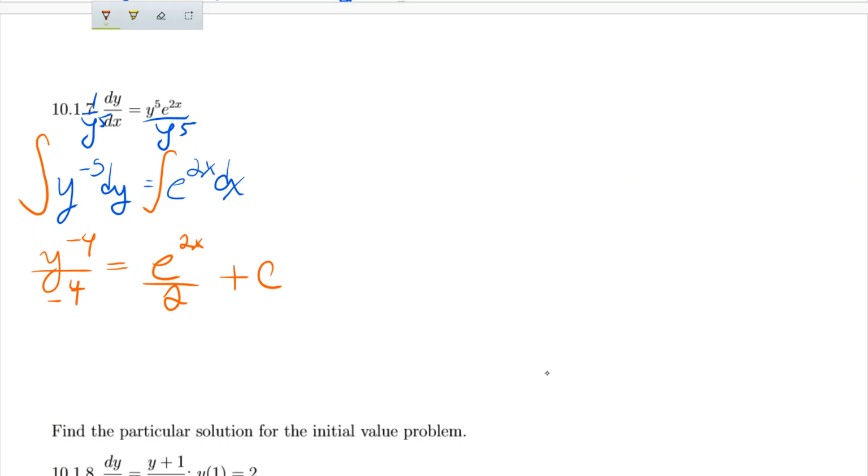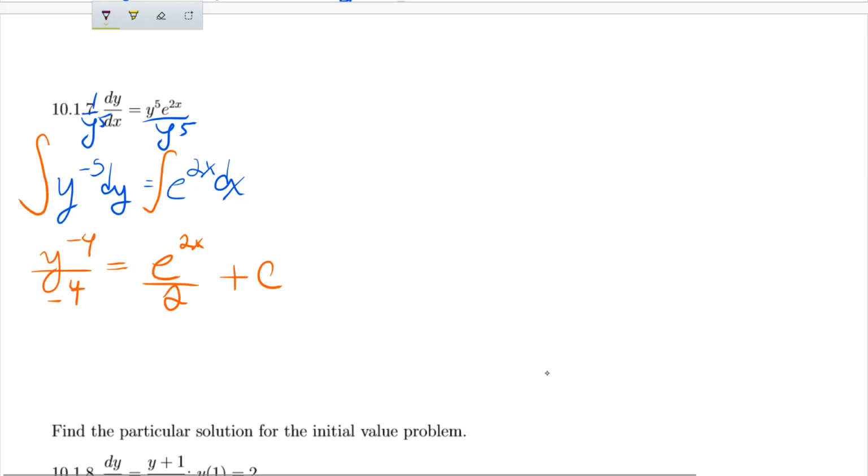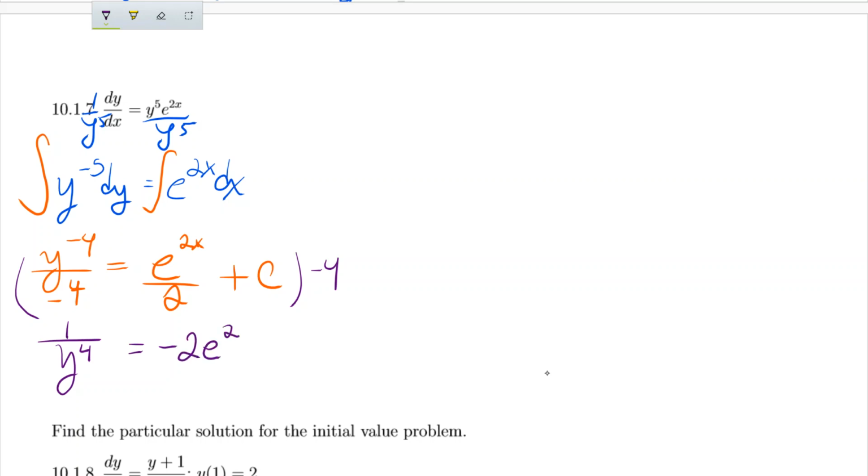Okay, let's do some solving. I want to get rid of that negative 4. Red's a bad choice. Purple. So I think I'm going to first multiply everybody by negative 4. So on this side, I'll end up with just y. Let's put 1 over 4. There we go. I like that better. Equals, so if I multiply through by negative 4, I'll get negative 2e to the 2x. And again, constant, it's just going to be some new constant. I don't really care. We're just going to call it c. Still need to solve for y, so I'm going to invert everybody.